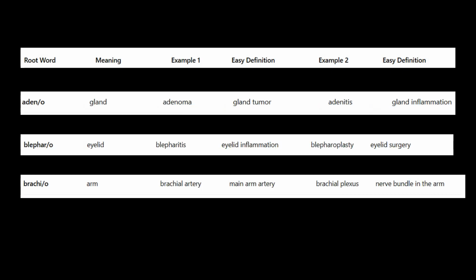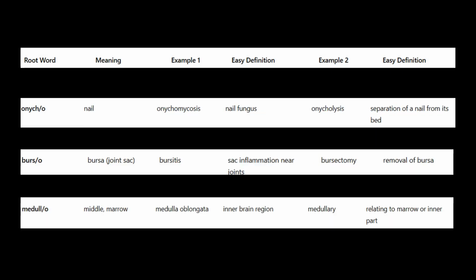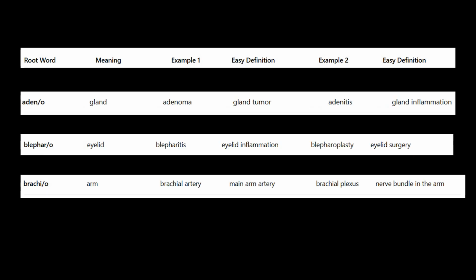Clear? So far we discussed a couple of root words, that is aden, adeno, which is related to gland. Then we talked about blephar or blepharo, which is related to eyelid. Then we talked about brachi or brachio, again it is related to arm. Similarly, we talked about onych or onycho, related to nail. Burs, which is related to bursa. Medull, that is related to middle or marrow. Clear? So these are all the root words which I planned for this session.